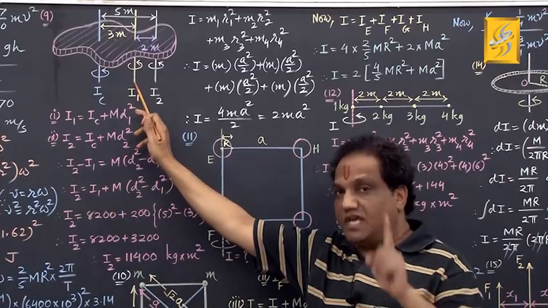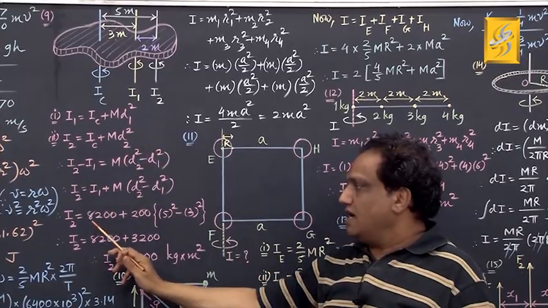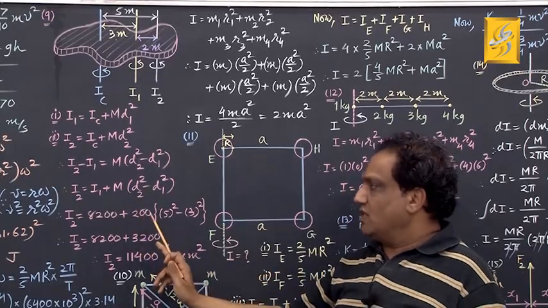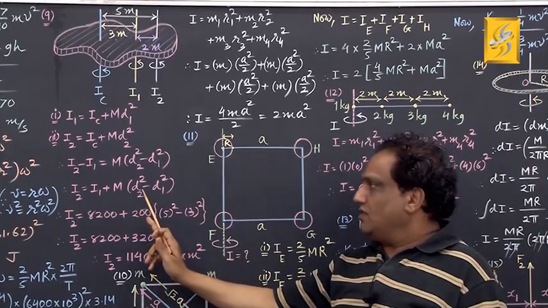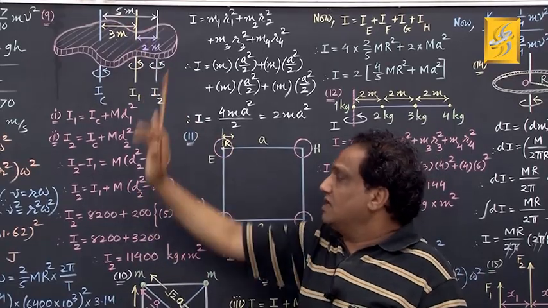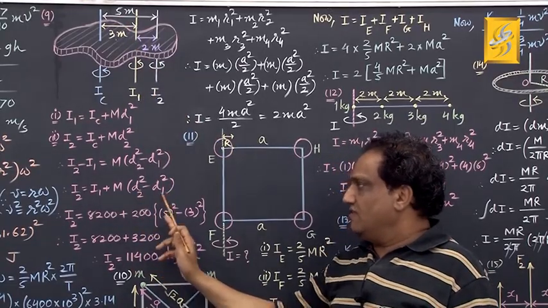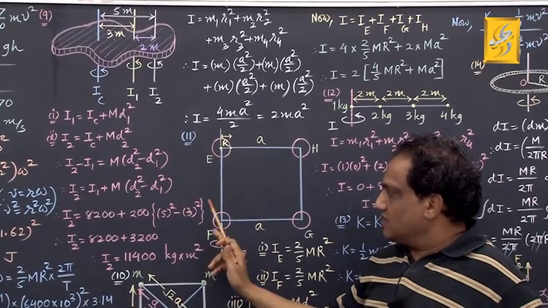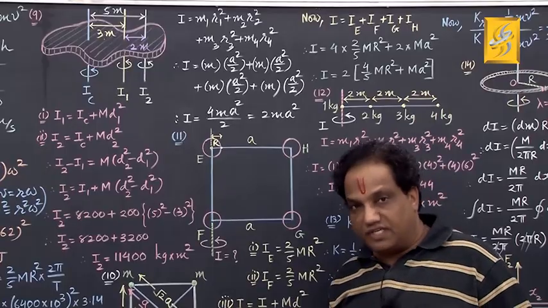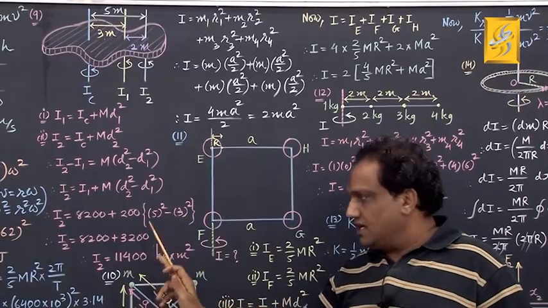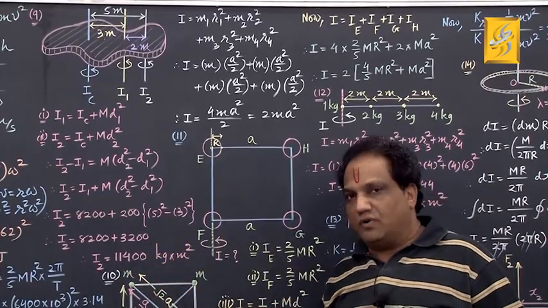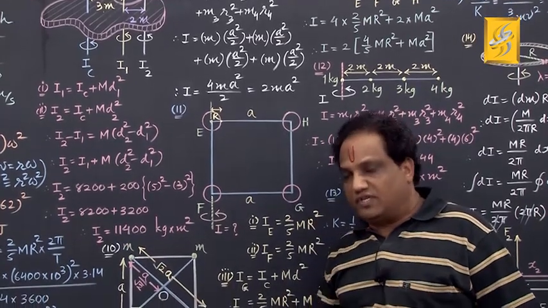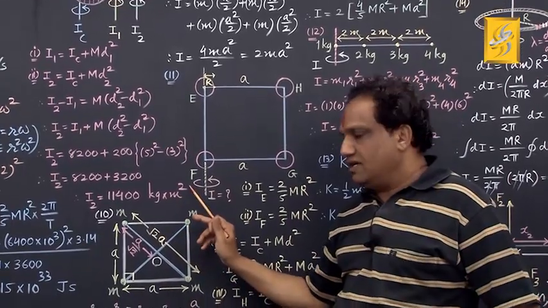What is this moment of inertia about the first axis? They have given in the statement 8200 kilogram into meter square. Total mass of the body they have given is 200 kilogram. D2 is 5 meter and D1 is 3 meter. Simplify. 5 square is 25, 3 square is 9, 25 minus 9 is 16. 16 into 200 is 3200, plus 8200, altogether it is 11,400. SI unit of moment of inertia is kilogram into meter square.